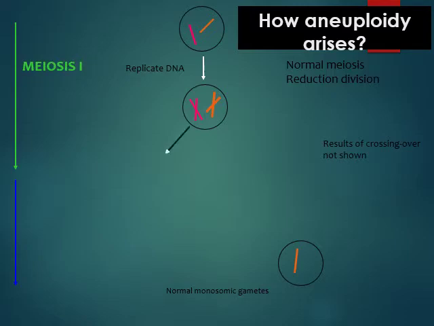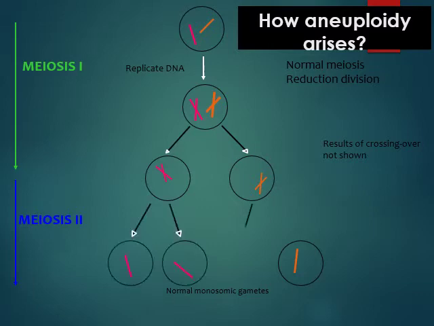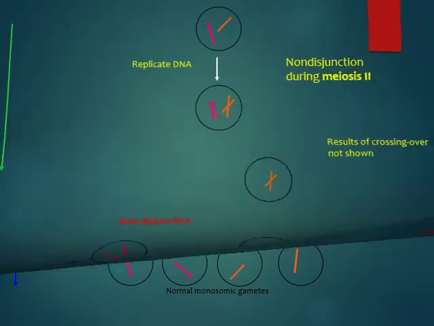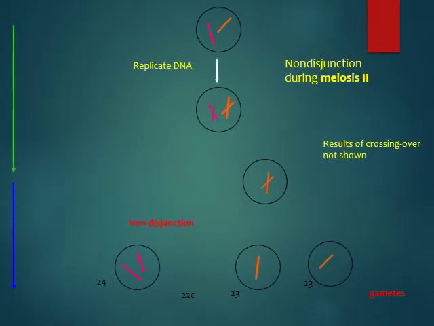This figure shows the normal meiosis 1 and meiosis 2, forming 4 daughter cells, each of which contains the haploid number. This kind of error is called non-disjunction. That means failure of the paired chromosomes to segregate.